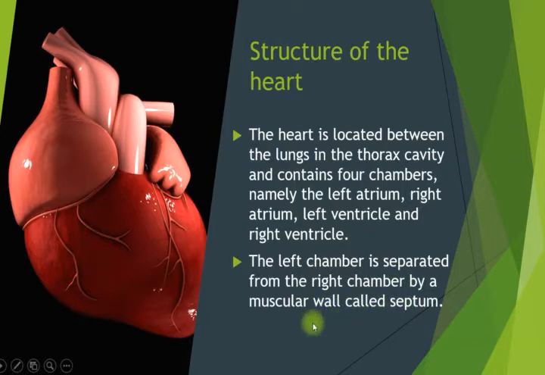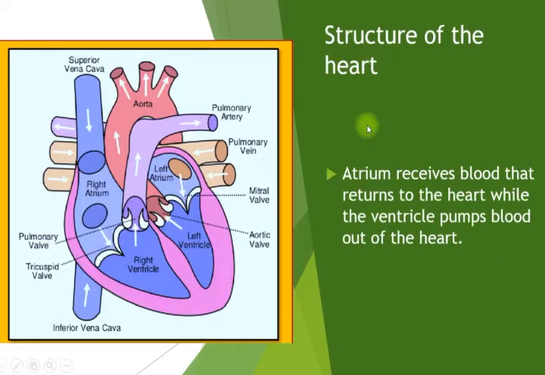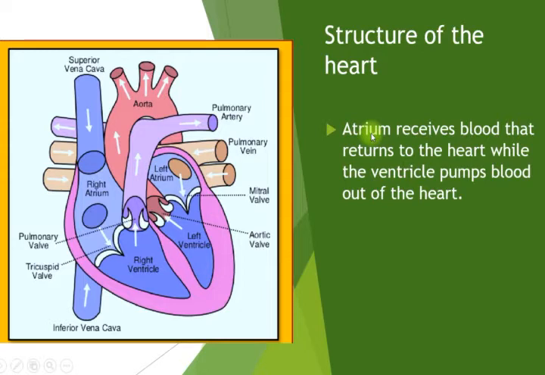Later we will look at the diagram of the heart in detail. So this is our heart, and this is referred to as the atrium. The heart consists of 4 chambers: 2 chambers of the atrium, which are the left atrium and right atrium, and another 2 chambers, the left ventricle and right ventricle. So there are 4 chambers of the heart.